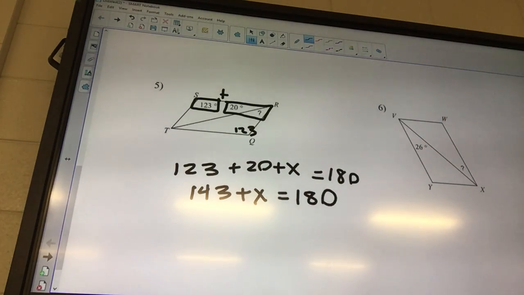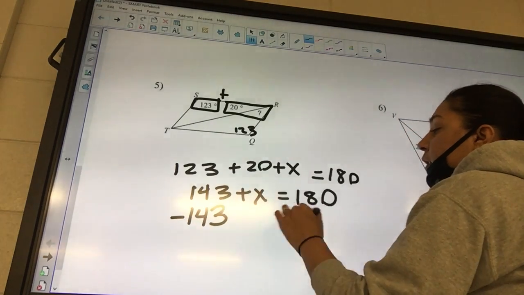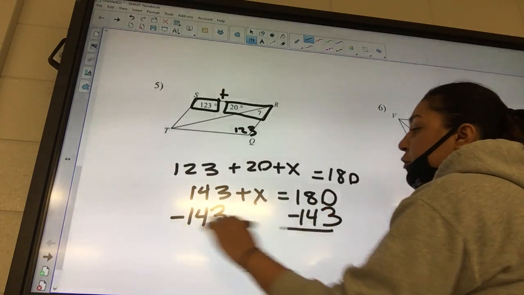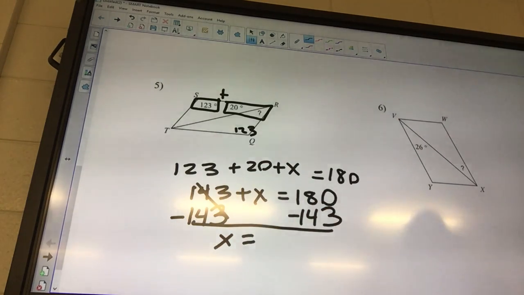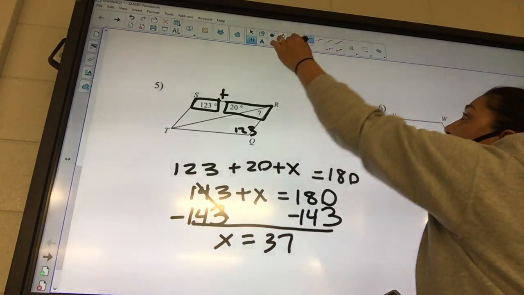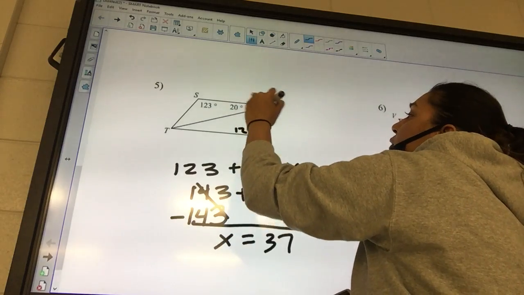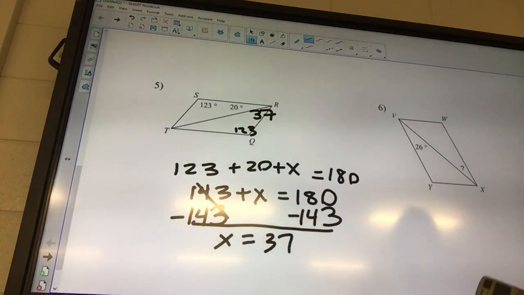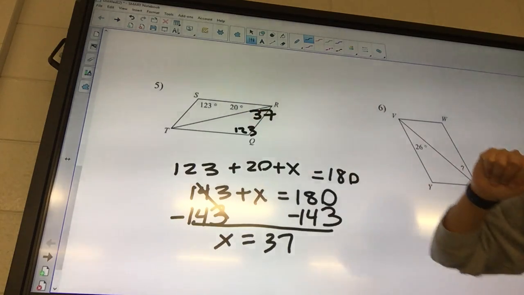Then what would we do? 180 minus 143. So we subtract 143 on both sides, and 180 minus 143 is 37. You can check your work and see if that works out. So if this one is 20, this one is 37.